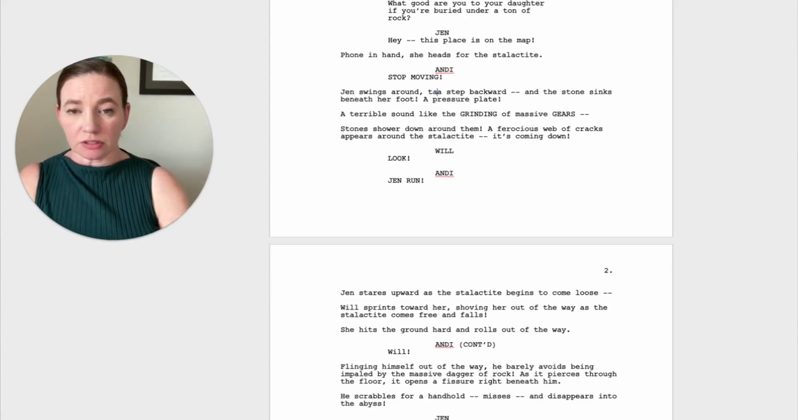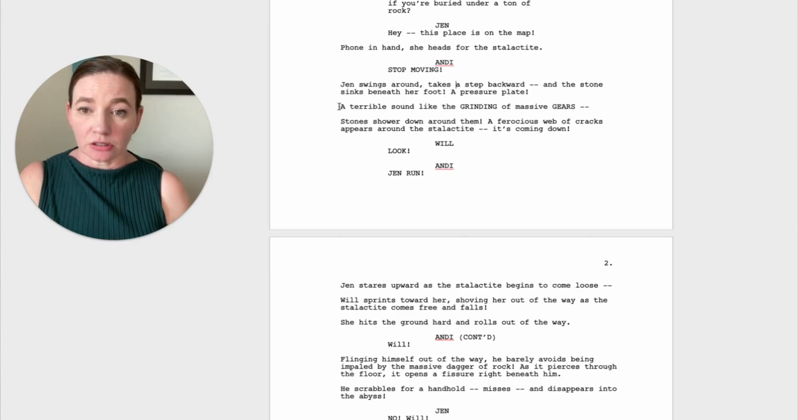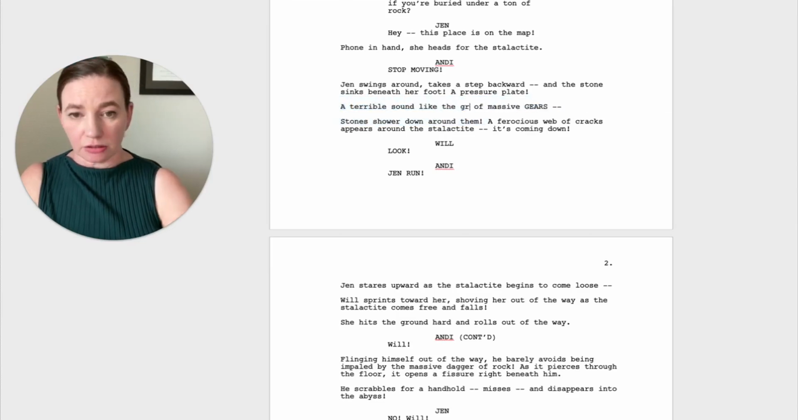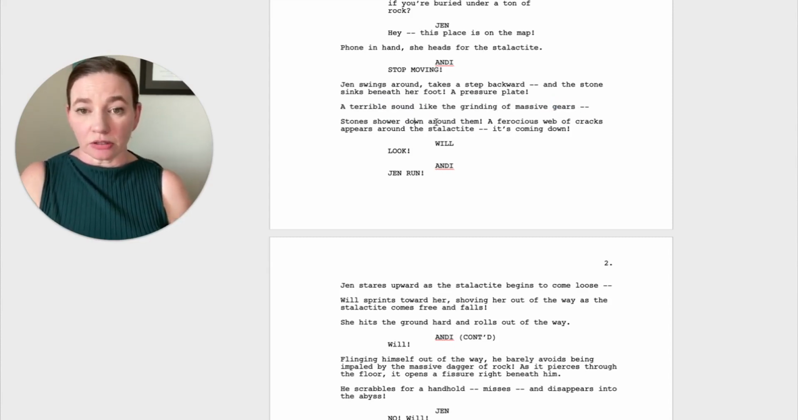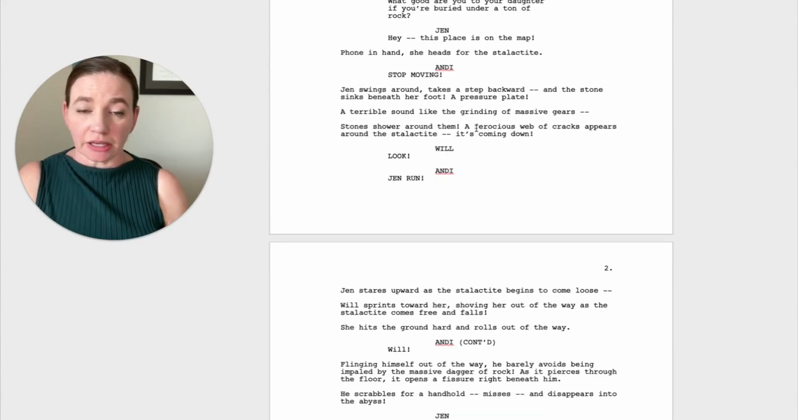I think we can do this active. Takes a step backward, and the stone sinks beneath her foot. A pressure plate. A terrible sound. I don't need caps here. Grinding of massive gears. Stones shower around them. Don't need down. I like this language here. A ferocious web of cracks appears around the stalactite.